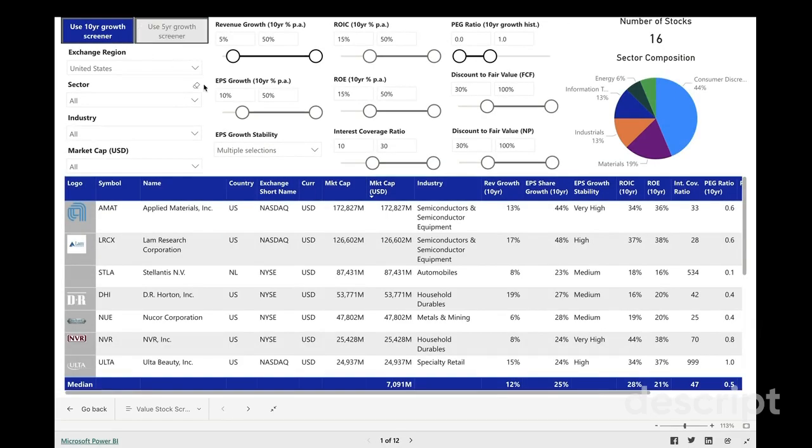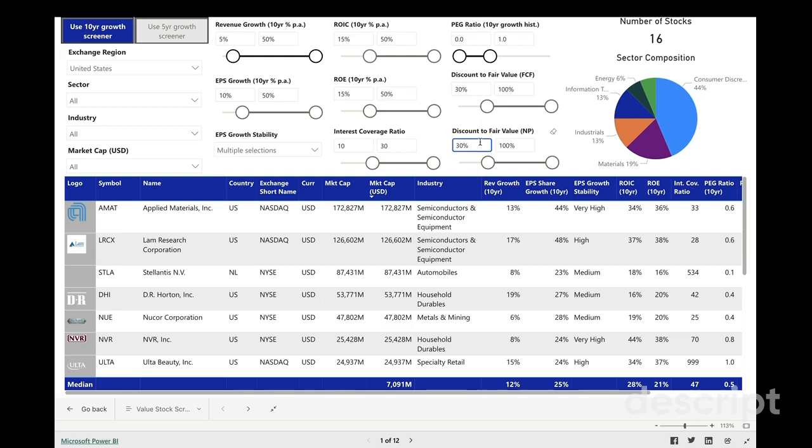Next, adjust the sliders to set your desired criteria for each metric. The default settings are revenue growth, 5% per annum. Earnings per share growth, 10% per annum. Earnings per share growth stability, very high or medium. Return on invested capital, 15% per annum. Return on equity, 15% per annum. Interest coverage ratio, 10. Price earnings to growth ratio, 1. Discount to fair value using both historical free cash flow and net profit growth, 30%.